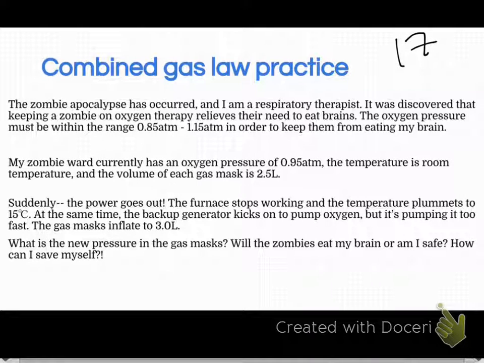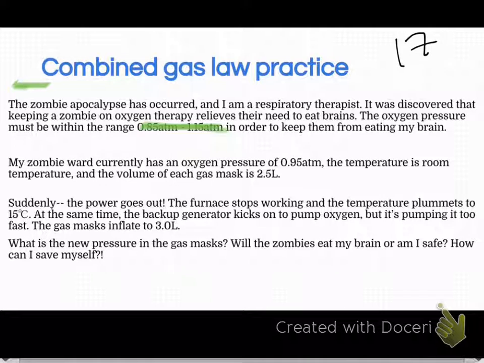to identify the pieces of information provided in the problem. This is a wordy one, so we're going to break it down. I'm going to highlight what I think is important as we go. So it says the zombie apocalypse has occurred, and I'm a respiratory therapist. Oh, so this is probably a gas problem because respiratory is all about gases. It was discovered that keeping a zombie on oxygen therapy relieves their need to eat brains. The oxygen pressure must be within the range of 0.85 to 1.15 atmospheres in order to keep them from eating my brain. Okay, so I guess respiratory therapy has become a really important job.